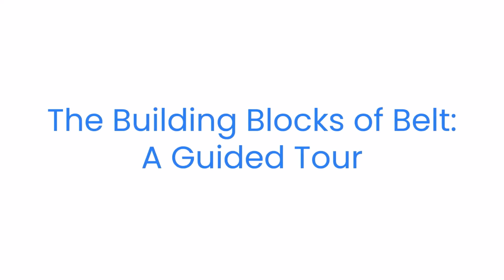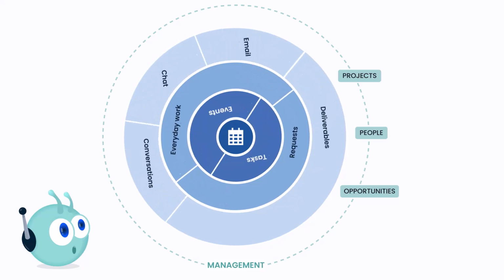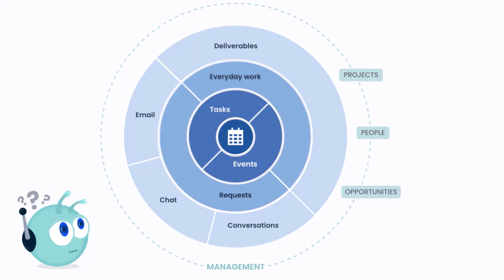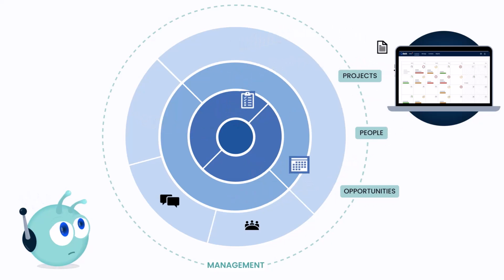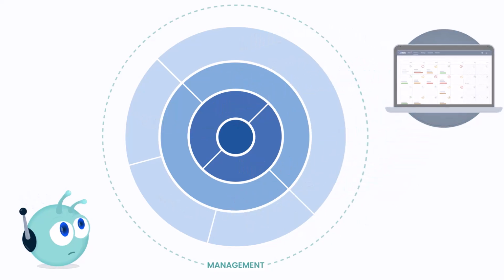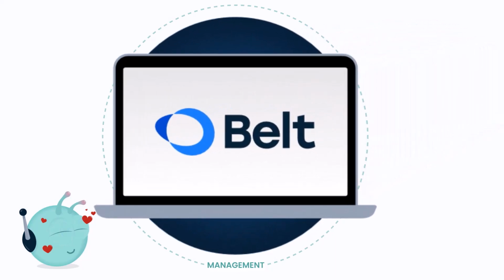The building blocks of Belt. A guided tour. Belt is the AI-native work management application that meets you where you work, bringing order to the chaotic mix of pre-planned and ad hoc work requests you receive daily, and building a picture of your work from the bottom up that can be used for project management, reporting, and productivity insights.